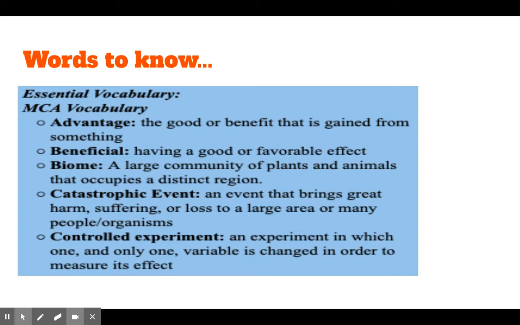Controlled experiment. That's an experiment in which one and only one variable is changed in order to measure an effect. So you have a classroom full of kids. One variable that could change things could be smell, could be something you hear, could be something you see happen. It could be light, darkness, could be something with the floor. I don't know, you name a variable. That's something that you could have a controlled experiment with.